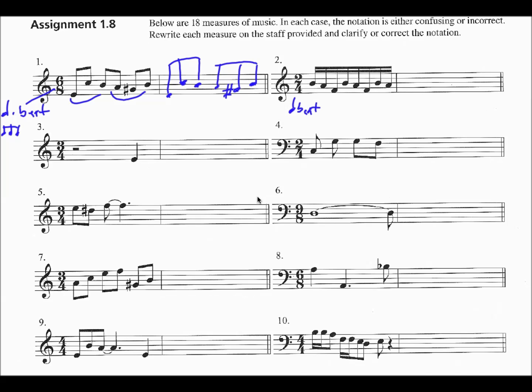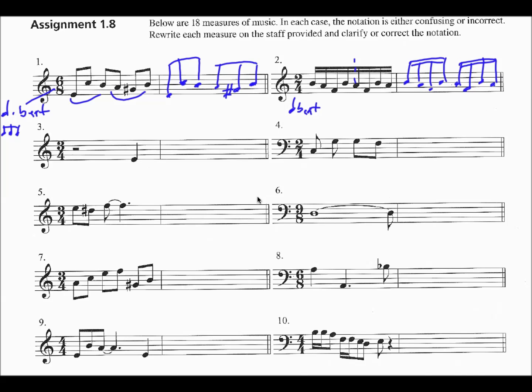It's 2/4, so we have a quarter note beat. And that means we're going to have to divide those 16th notes right there. There shouldn't be a beam crossing over from beat 1 to beat 2. So all I need to do is separate those 16th note groups into sets of 4. One for beat 1, one for beat 2.